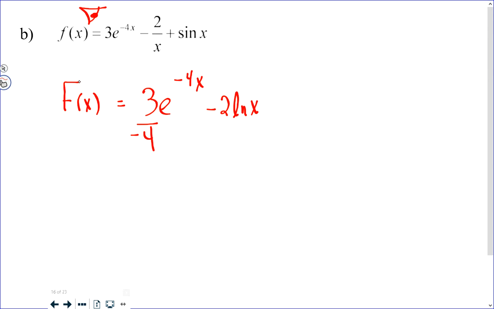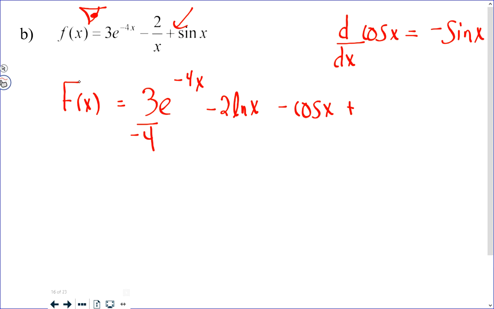What do you differentiate to get sine? Well, the thing you differentiate to give you a sine is cosine. But the derivative of cosine gives you negative sine. We don't want negative sine. We want positive sine. So I need to have minus cosine of x.